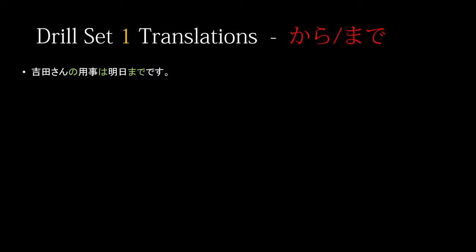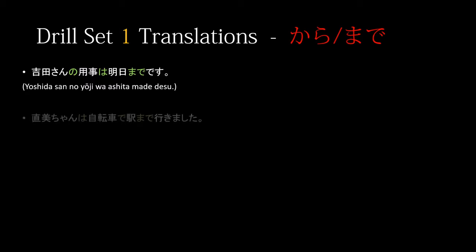And here we have the drill set 1 translations. Yoshida-san no yoji wa ashita made desu. Here we have 3 particles. First is no to establish ownership between Yoshida-san and yoji. After that, wa to create a topic out of them, and made to signify a boundary. In this case, it is tomorrow.